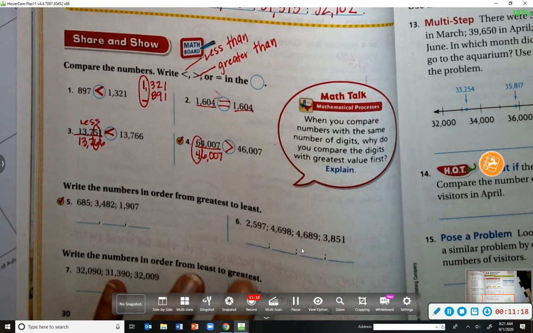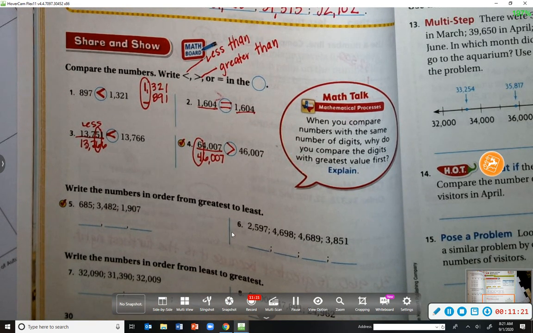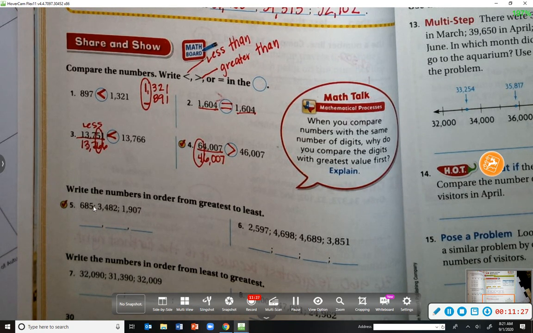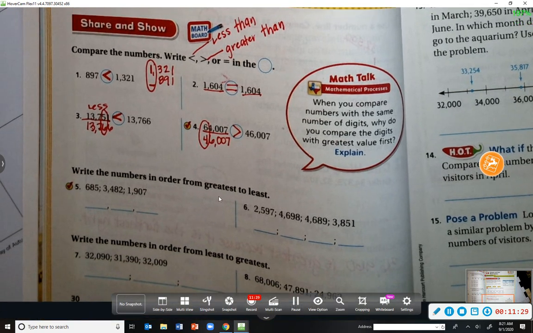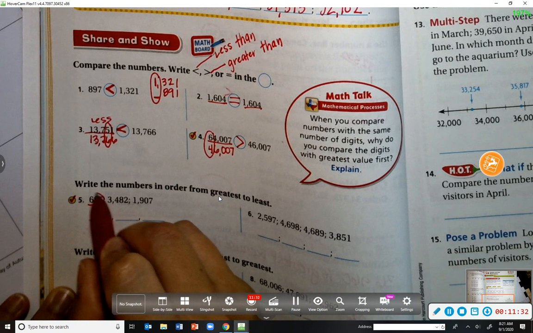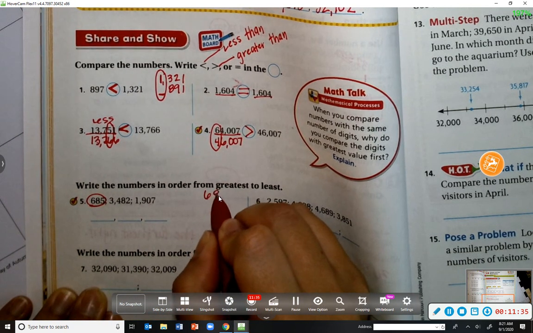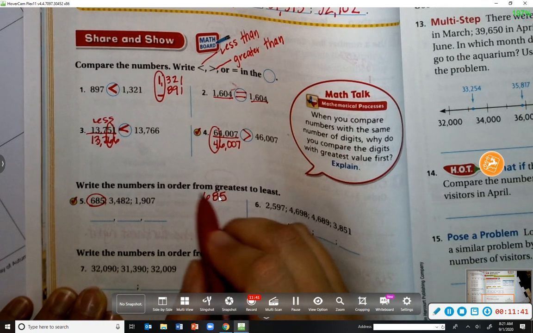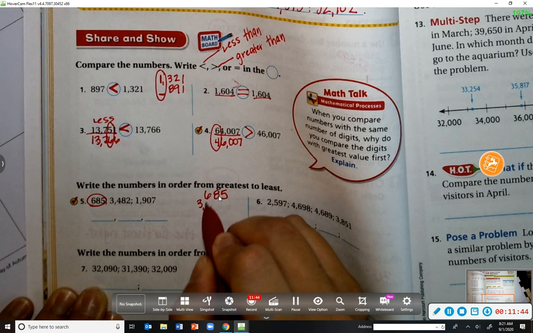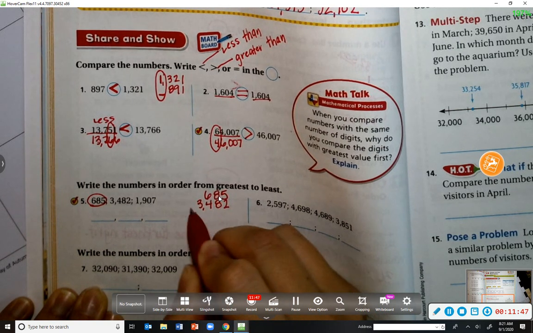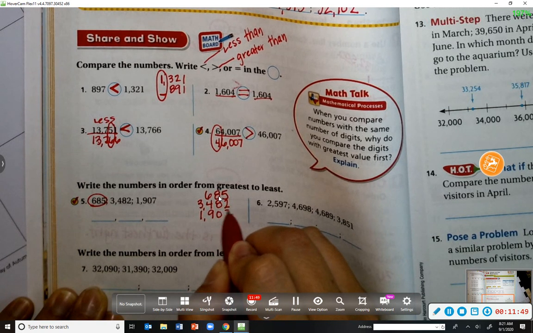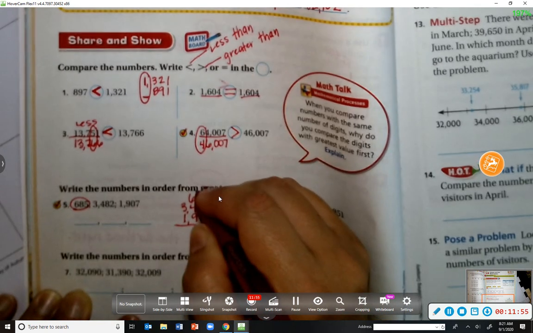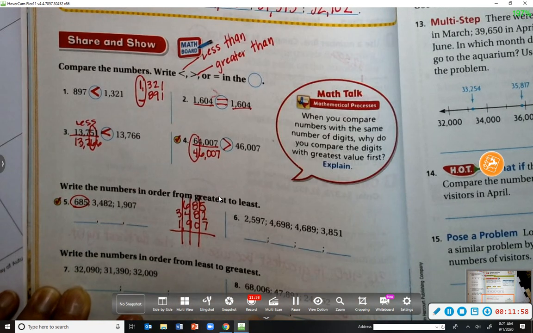Okay? Same thing on number 5. I want you to try that one on your own, and make sure you're reading the directions. It says to order the numbers from greatest to least. And they've separated the numbers with the semicolon. So this would be your first number, 685, if you want to write them, lining them up correctly. Second number is 3,482 and 1,907. Okay, I have them all nice and lined up. If you want to use your place value chart in your math spiral, that's fine too.